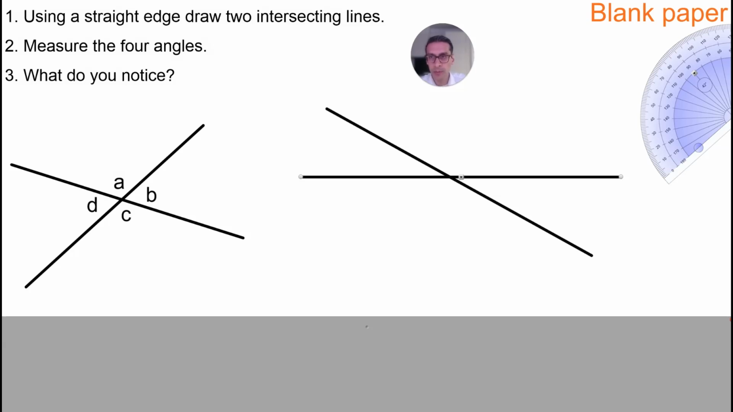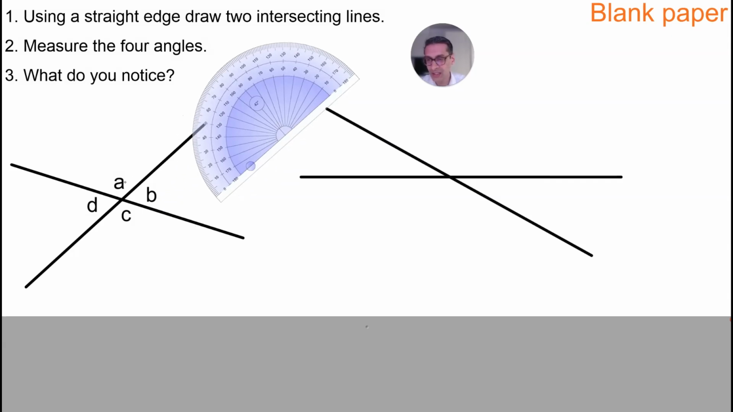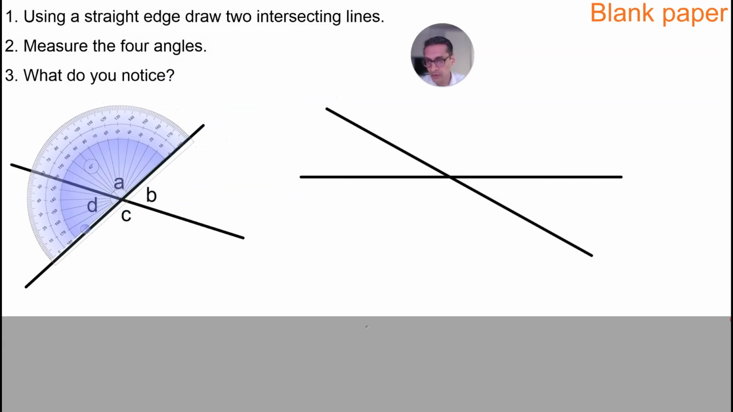And then I want you to measure all of the angles that it makes. So your cross will be different to anybody else's. Hopefully you'll get different numbers. And then we're going to look at what we spot with these four angles. So I'm going to show you my example on the left. I've got my protractor ready here. I'm going to measure A and D because that's a straight line that crosses over.